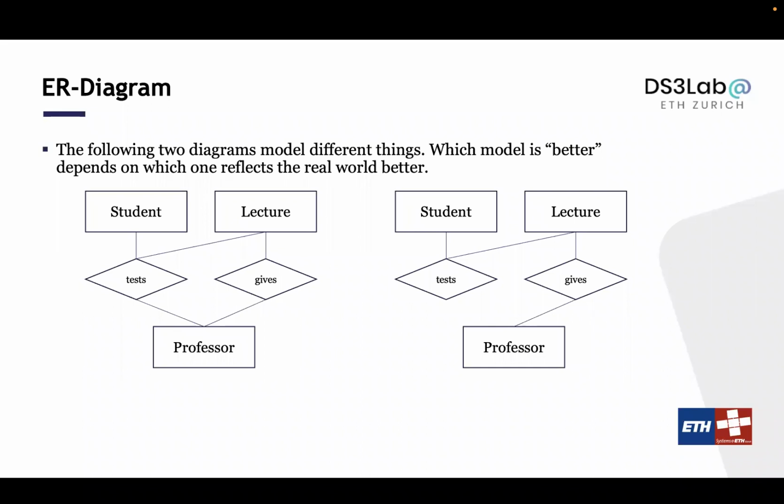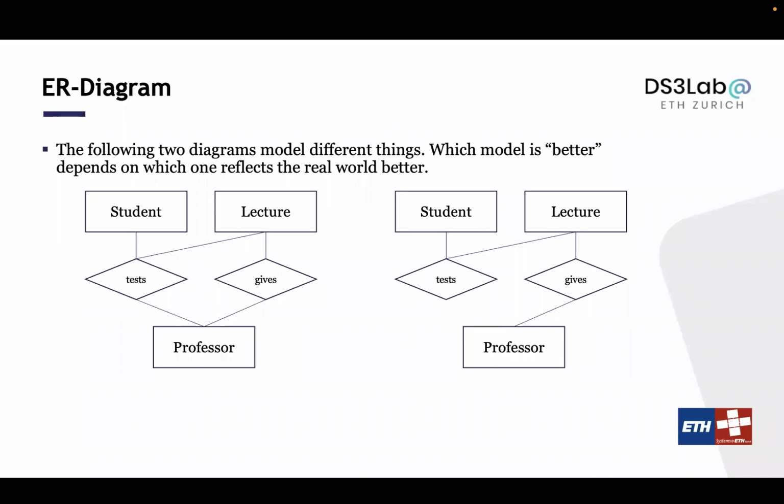On the right-hand side, you are saying that in this application, I don't really care which professor provided that test. All I want to encode in this application is which student takes the test of which lecture, and which professor gives which lecture. So in the diagram on the right-hand side, for every single test between the student and lecture, you actually do not know which professor provided that test. So which one is better?